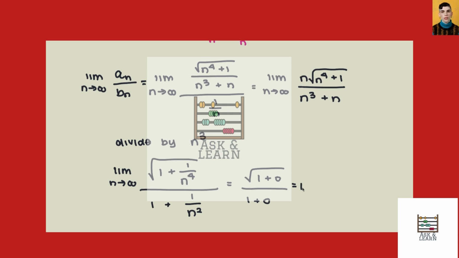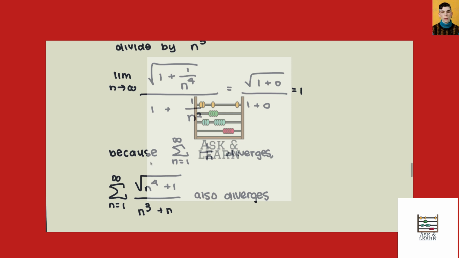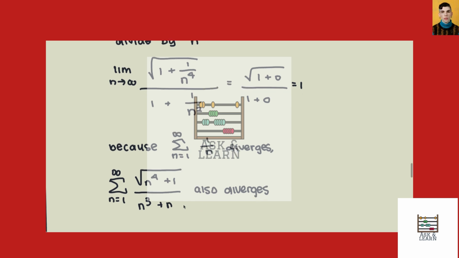Now this is important because we got 1. 1 is not 0 and 1 is not infinity. This is a definitive number that tells us the convergence or divergence of our series. So what we can determine is that because the series from n equals 1 to infinity of 1 over n is a divergent series, and we got 1 as the answer to our limit, the series that we are given is divergent by the limit comparison test.